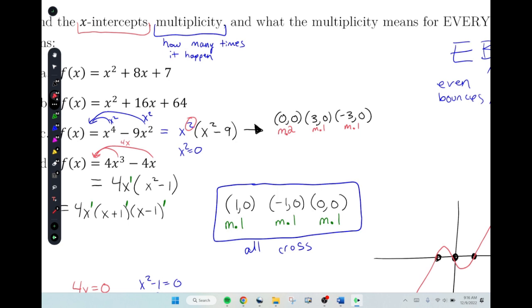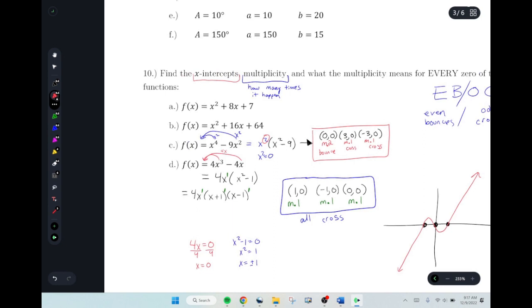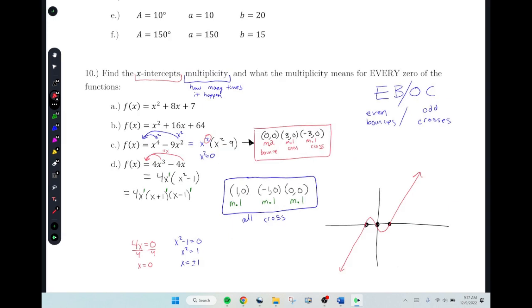That's good. That's A-okay. So what that means is we've got an even bounce. We've got a bounce, cross, cross. That's what we've got going on there. That's a good question and not obvious. So thank you.